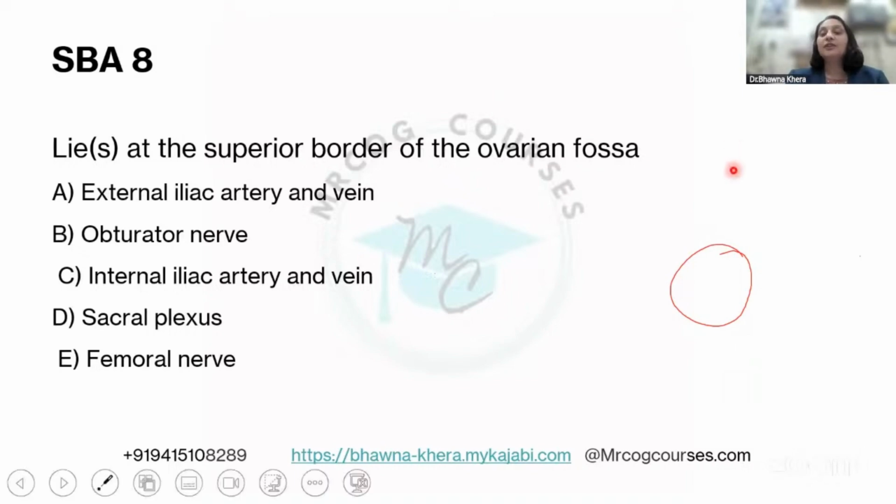So, the aorta is going to come, and then it breaks into the common iliac, and the common iliac into the external iliac and the internal iliac, right? So, you see that the external iliac lies here, while the internal iliac goes here, right? So, what is superior to the ovarian fossa? So, you can clearly see this is the external iliac artery and vein.